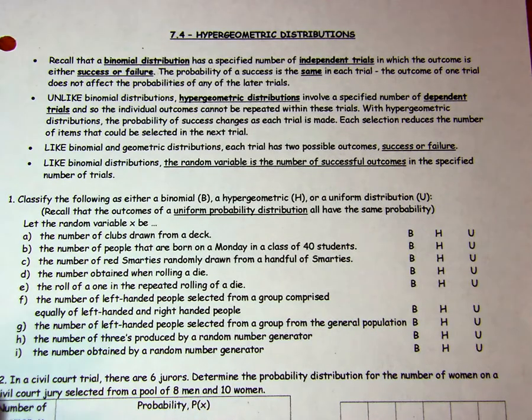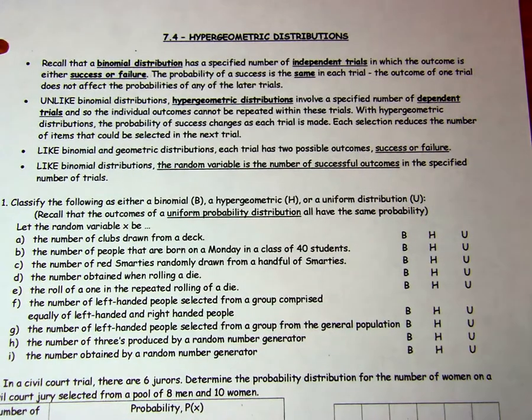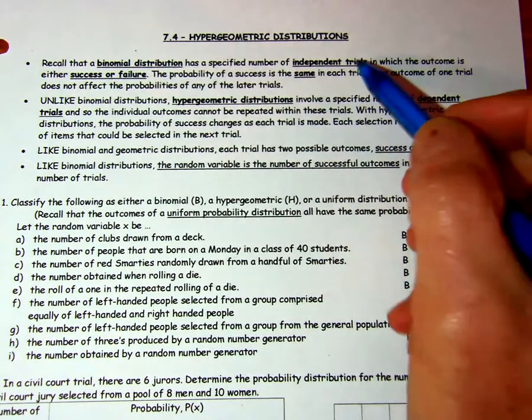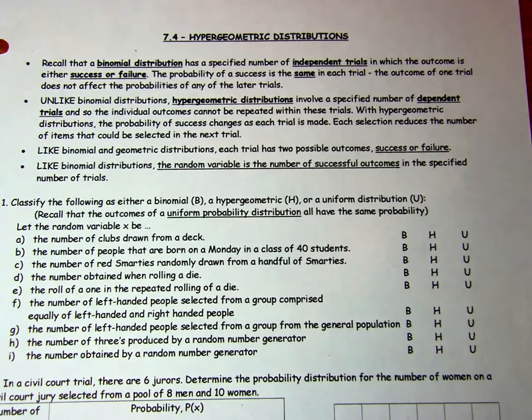Okay, so recall that a binomial distribution has a specified number of independent trials in which the outcome is either a success or a failure. The probability of success is the same in each trial. The outcome of one trial does not affect the probabilities of any later trials. Unlike binomial distributions, hypergeometric distributions, it's a complicated name, but it's actually pretty simple, involve a specified number of dependent trials, and so the individual outcomes cannot be repeated within these trials.